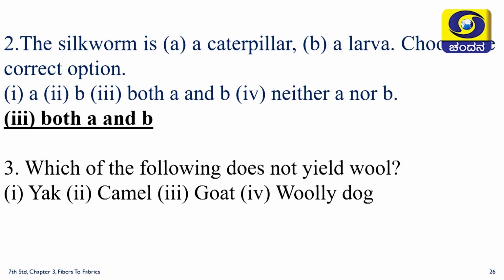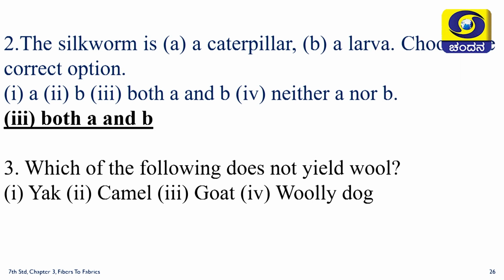Why both A and B? Exactly, because from a larva the caterpillar will be formed. The next stage will be the caterpillar from a larva. That is why our answer is both A and B. The silkworm is a caterpillar from a larva.